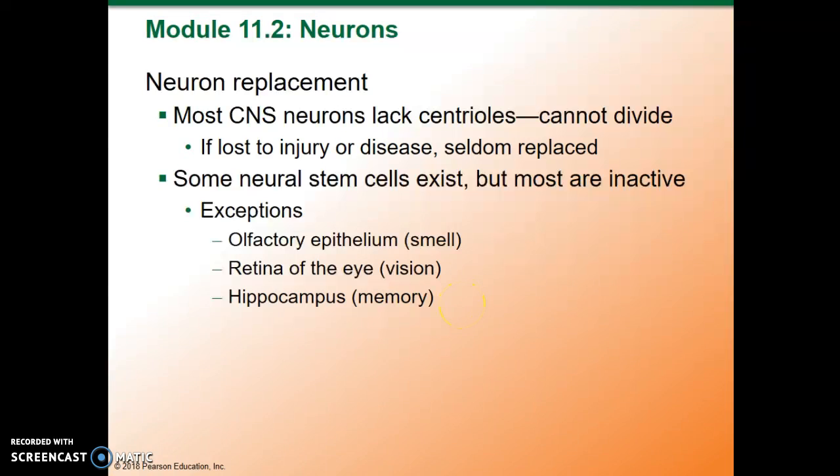Now, these neurons lack centrioles, so they can't divide. And this is why when we have spinal cord injuries, everything inferior to the injury is damaged, and there's no sensation. There's some areas where there is replacement of the neurons, but it's very rare in the central nervous system. In the olfactory epithelium, which is located in the nasal cavity, in the retina of the eye, and in a part of the brain called the hippocampus that is responsible for memory.